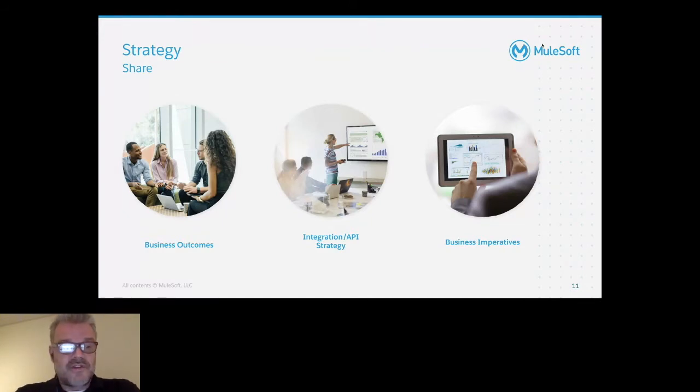Other customers may have security as a business imperative. They want everything to be secure before it's published. So those business imperatives differ from customer to customer, and you need to share them with your partner to make sure that the partner understands what the basis is and from what angle they are going to develop the APIs and build the platform.